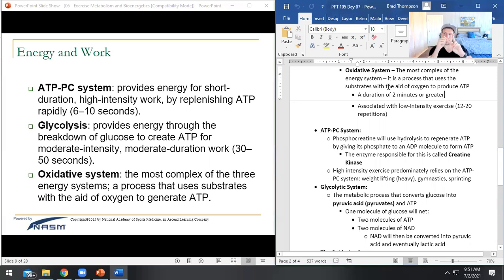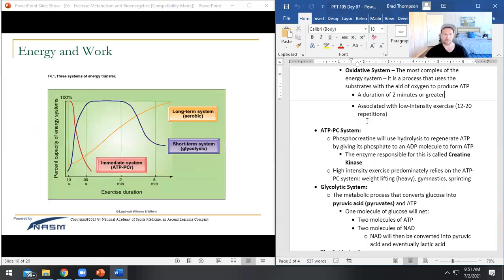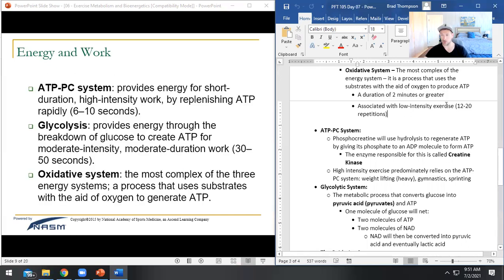Krebs cycle takes the byproducts from glycolysis, spits out 2 more ATP, and then it makes its own byproducts in the form of NAD and FAD. NAD and FAD go through the electron transport chain. We get 36 molecules of ATP at the end. I think he said 34 in the video earlier. Like I said, these numbers do kind of shift a little bit. So that is a duration of 2 minutes or greater. This is associated with your low intensity, long duration lifts.